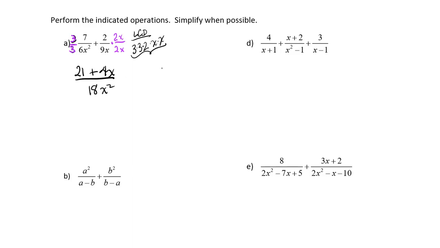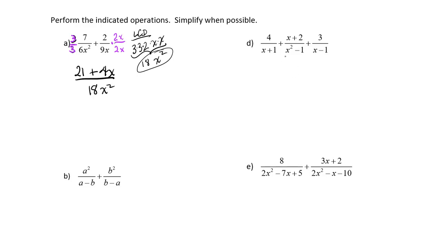Now you can double check that here. 9 times 2 is 18, x times x is x squared. If you get all your factors in the first term and the factors in the second term to match the LCD, then your denominator will be the LCD. Then we just finish. It's done. It's not a function, so we don't have to worry about the domain. Let's take a look at the next one.